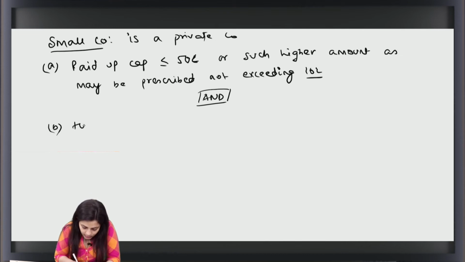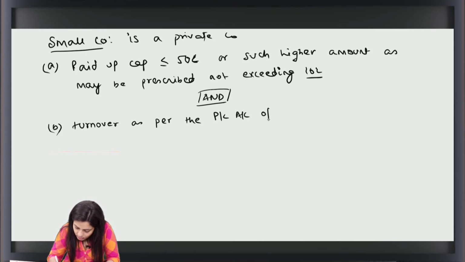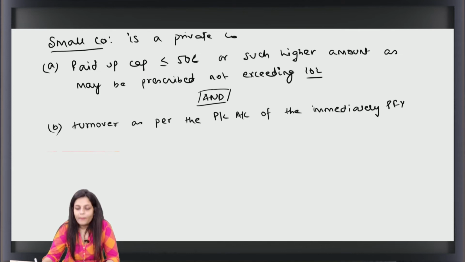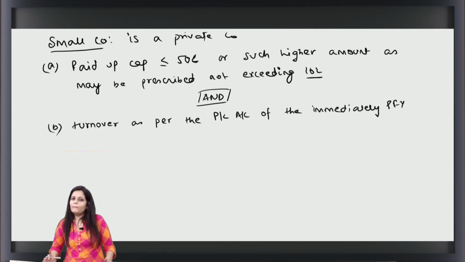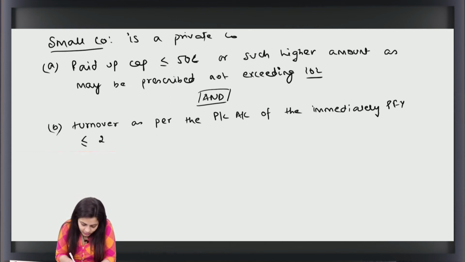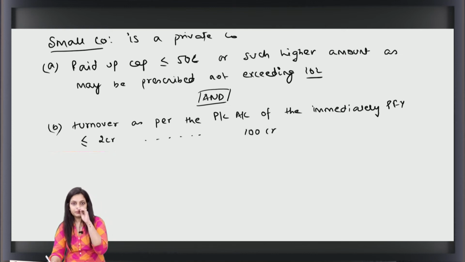And the turnover as per the profit and loss account of the immediately preceding financial year. You will have understood what immediately preceding financial year means, which I explained a little while ago in small company. Anyway, we will see it here too. Does not exceed 2 crore or such higher amount as may be specified, not exceeding 100 crores. So please understand: as per the profit and loss account of the immediately preceding financial year.